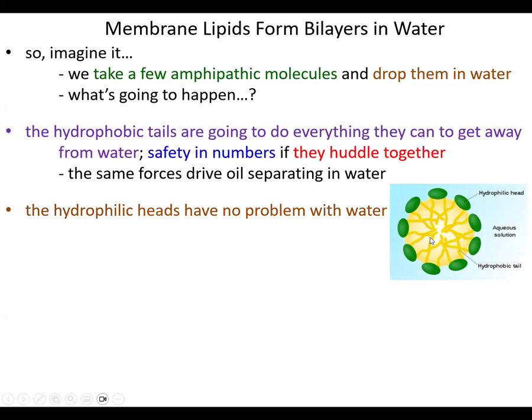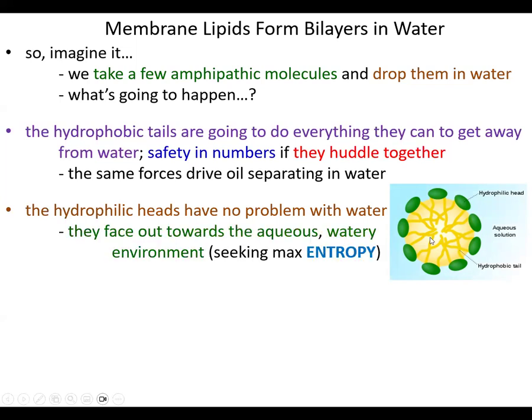There's no decrease in entropy. Water can interact with and do-si-do and dance with these hydrophilic head groups, and so they interact with water with no problem. They face out towards this aqueous, watery environment, and entropy is optimized. The structure we just created, basically a solid sphere, a solid ball of lipid, where hydrophilic head groups are on the exterior of that ball and hydrophobic tails are on the inside, is referred to as a micelle.